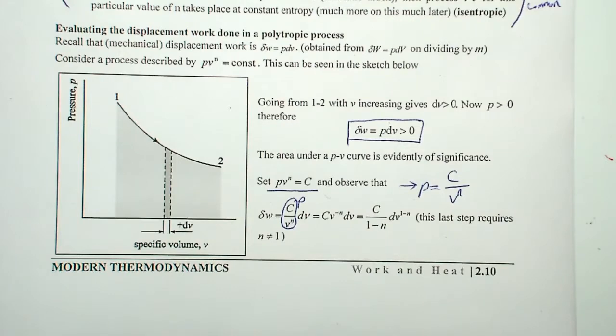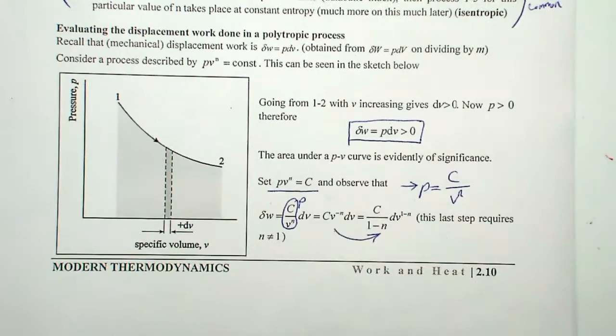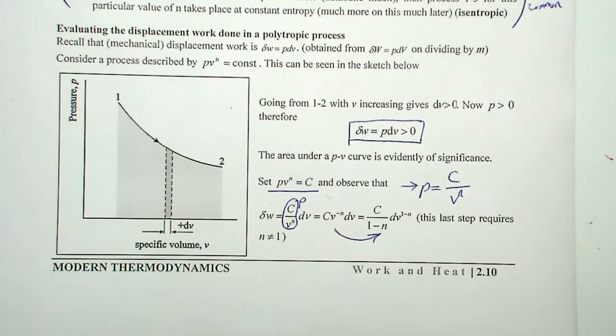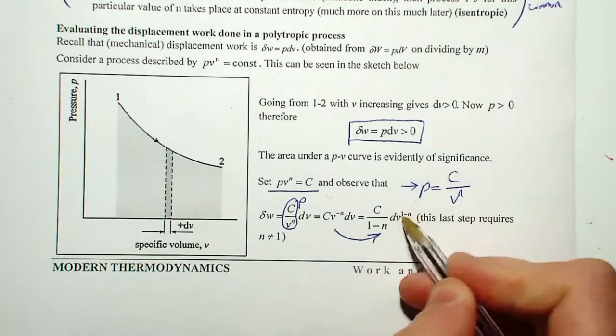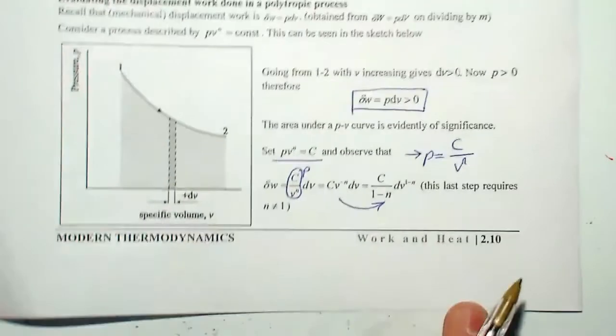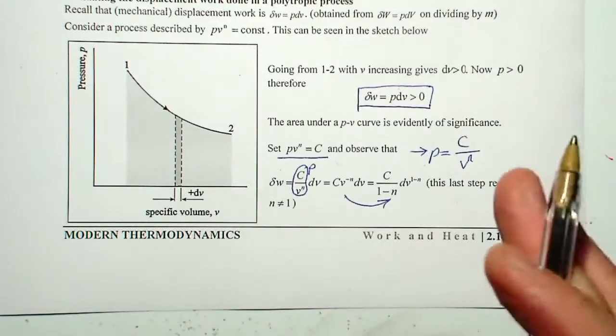That's fine. From here to here, what I'm really doing is trying to change the differential. So the differential here is dV. Here it is dV to the power of 1 minus n. The reason why I've done that, you'll see later on why that is useful. I want to change my differential because then it allows me to derive this equation in an easier and faster way.